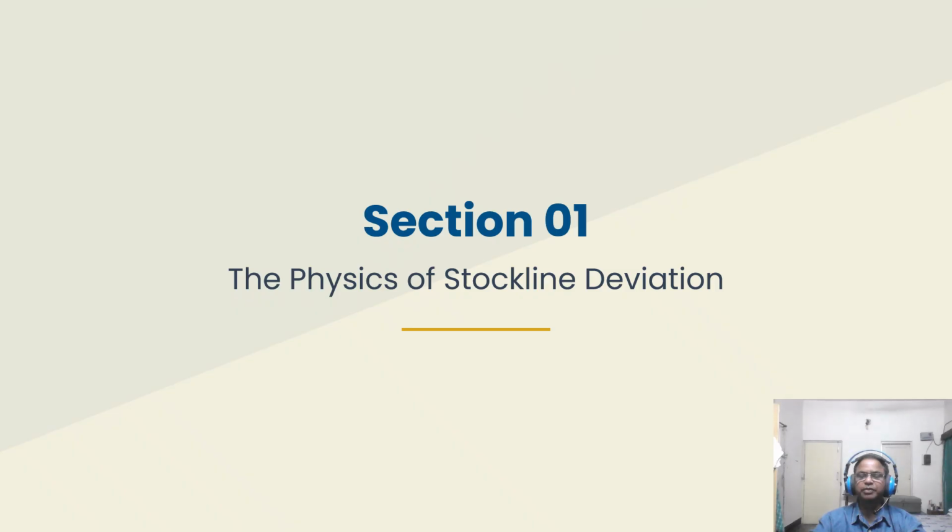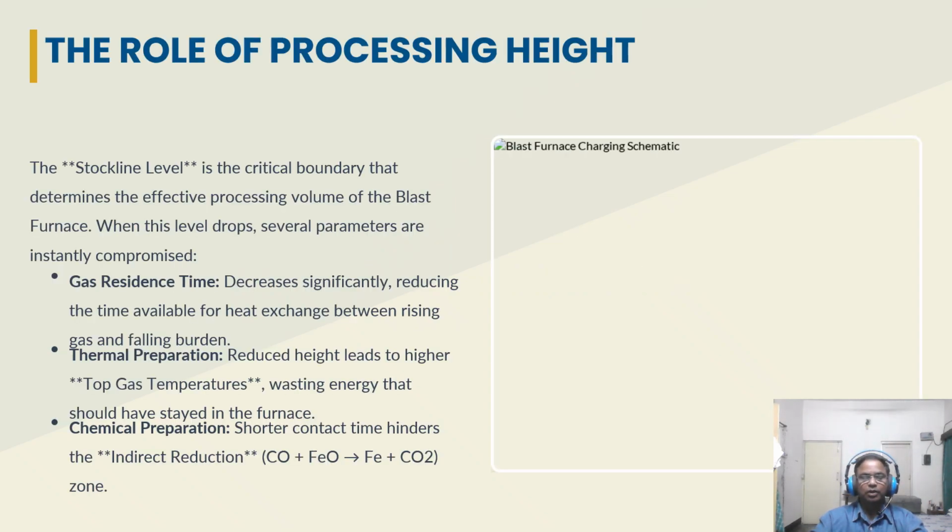It's crucial to remember that the stockline is not just a number we track, it's the boundary that defines our processing volume. When that boundary drops, the entire thermodynamic machine of the furnace is thrown off balance. We need to understand why before we can understand how to fix it. So let's dive into what actually changes when that level drops. Here we will see the role of processing height.